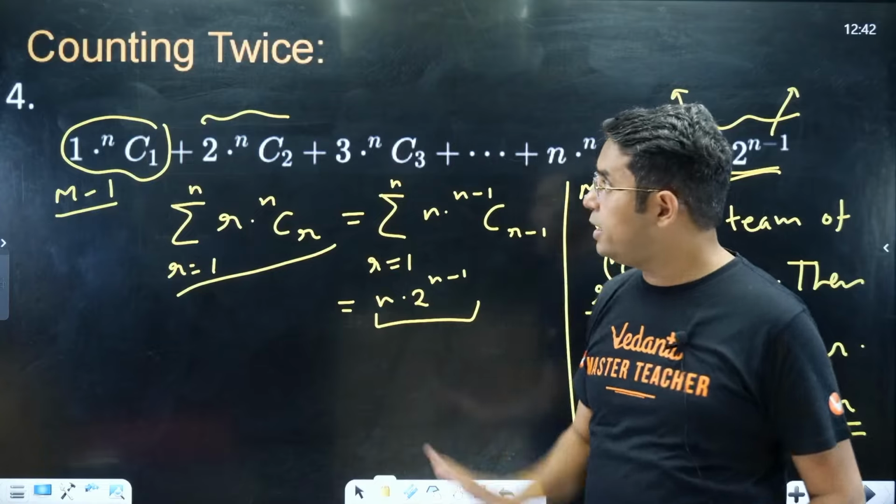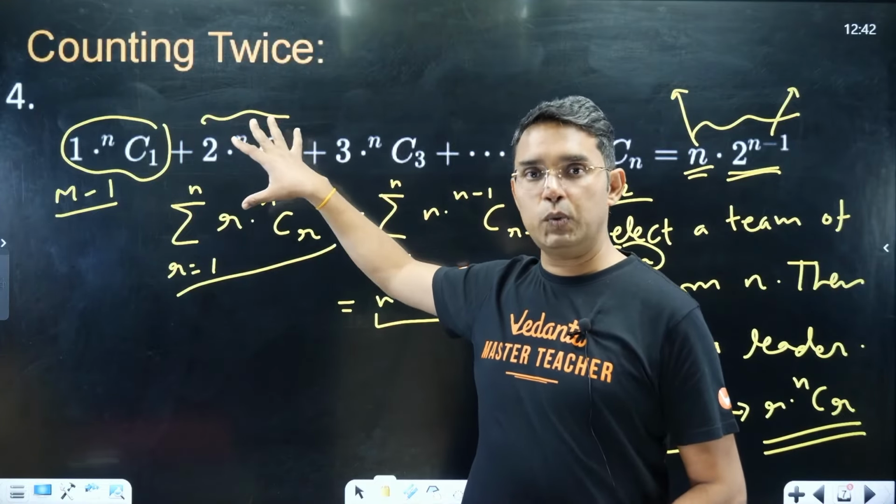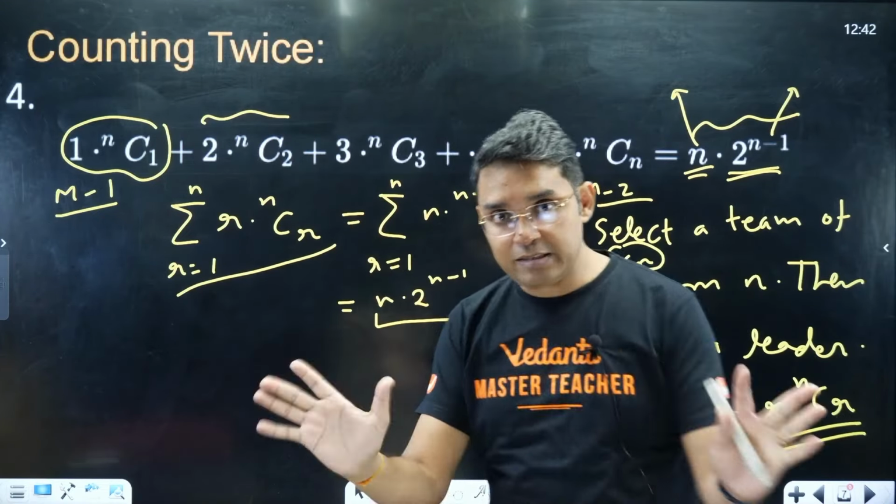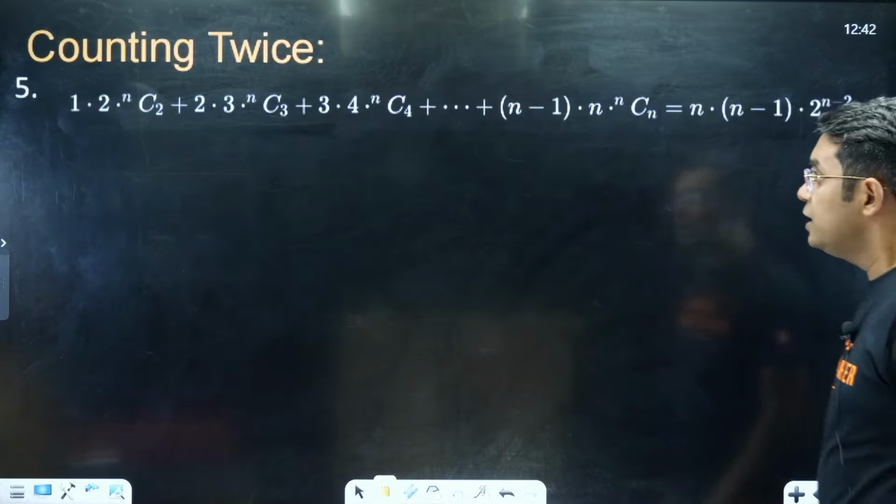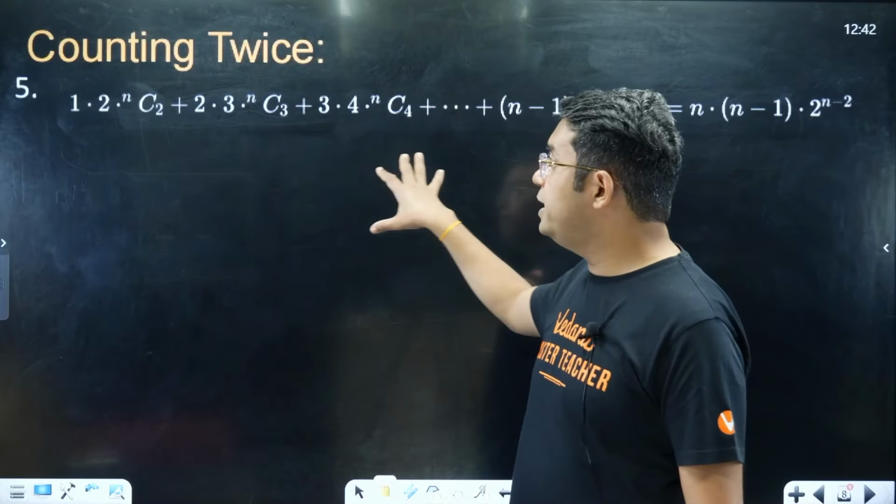I will not talk about that. Here I will be talking about only counting twice. And I think this one is the best method. In fact, this opens the ways to solve other identities also.